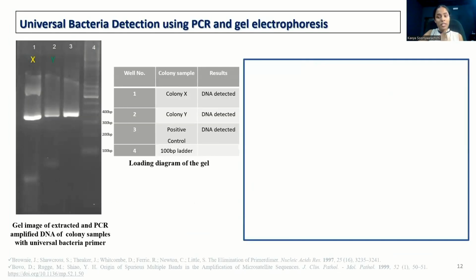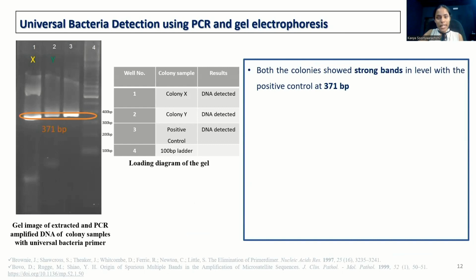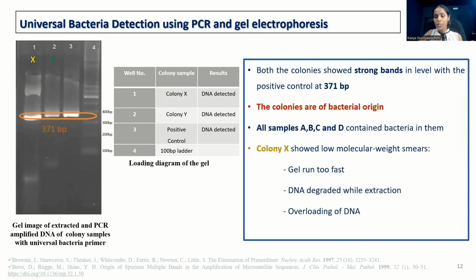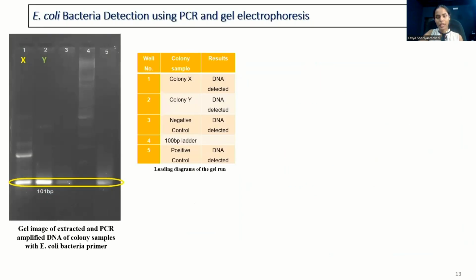Then these obtained colonies were first checked for the bacterial origin, and both the colonies showed a strong band at 371 BP in line with the positive control. Therefore, we can say these colonies were of bacterial origin, and since the colony X and Y represent all the 4 brands, we can say that all the samples A, B, C, and D contain bacteria in them.